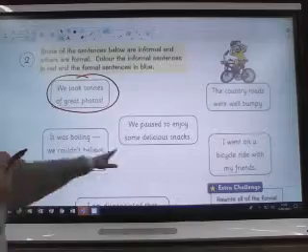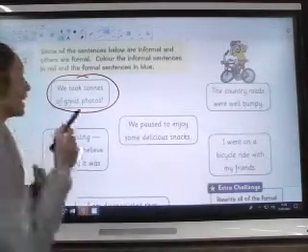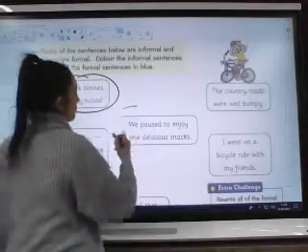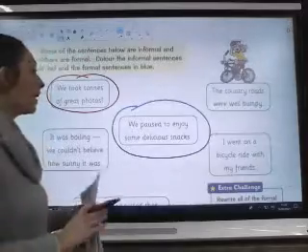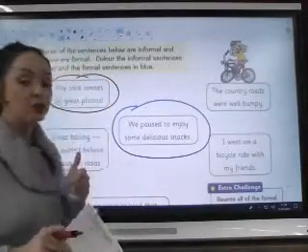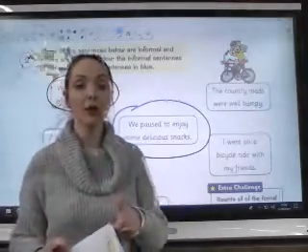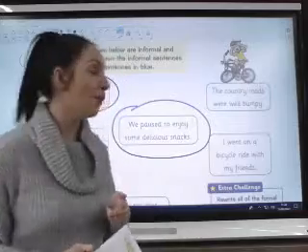Okay, let's have a look at this middle one. We paused to enjoy some delicious snacks. I think that's quite formal. So I'm going to do that one in blue. Okay, so you carry on, have a read of them. Read it really, really carefully. Remember, if it's got contractions in it, then it's probably going to be informal. If it's written properly in Queen's Standard English, then it will be formal.